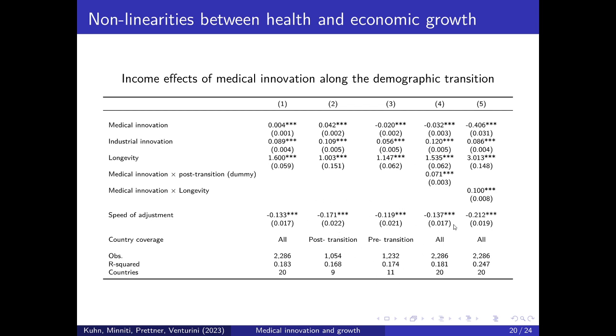Instead of doing a sample split, we can do an interaction term. So here in column 4, we interact medical innovation with a post-transition dummy. So therefore, we can use the whole sample size. And we see the medical innovation coefficient is negative and highly significant, while the interaction term is positive and highly significant. So again, confirming and in support of our hypothesis 2 that there is a nonlinear relationship, and in early stages of development the effect is negative, in late stages of development the effect is positive.